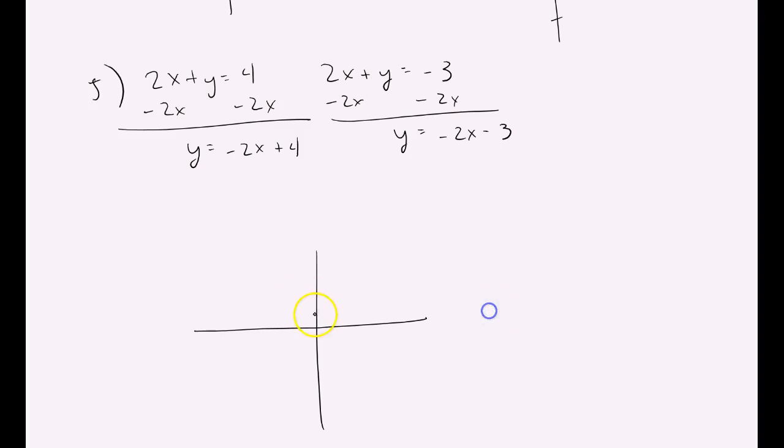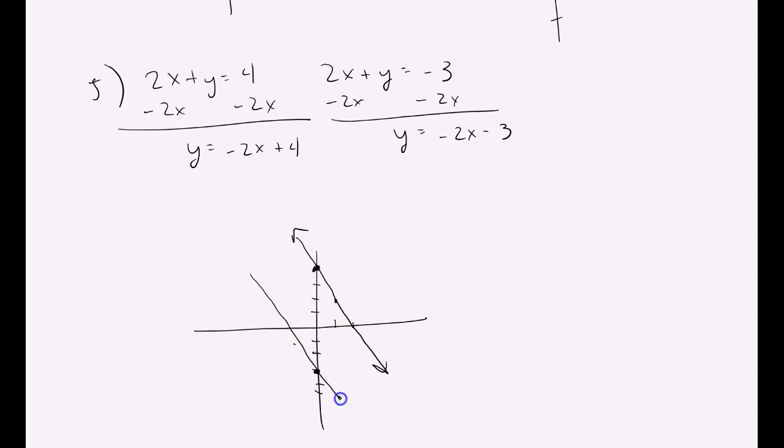So one of them starts at positive 4, and the slope is negative 2, so down 2 over 1. And the other one is starting at negative 3, and it has the same slope of negative 2.